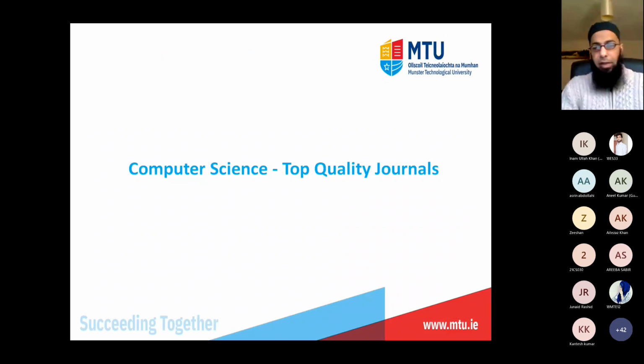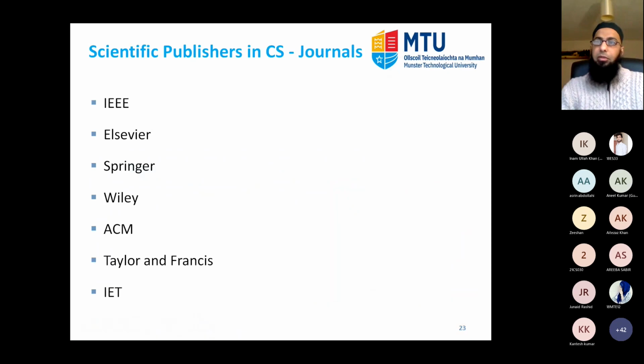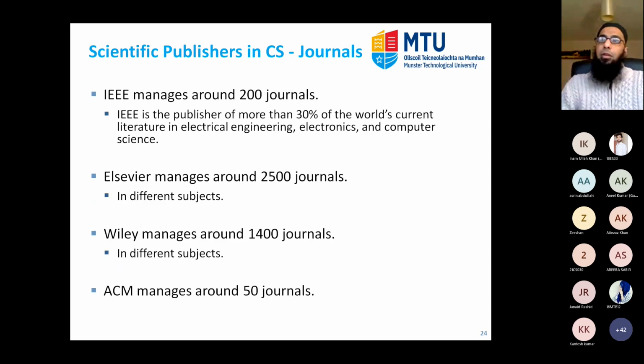We need to compare discipline-specific journals, so I'm focusing on the computer science journals. In computer science, first we need to understand that there are a lot of publishers, including IEEE, Elsevier, Springer, Wiley, ACM, Taylor and Francis, IET, and there are many others as well. IEEE manages around 200 journals in the domain of electronics, telecom, and computer science, and the whole domain of electrical and electronic engineering. They publish more than 30% of the world's current literature in electrical engineering, electronics, and computer science. So you can see their contribution.